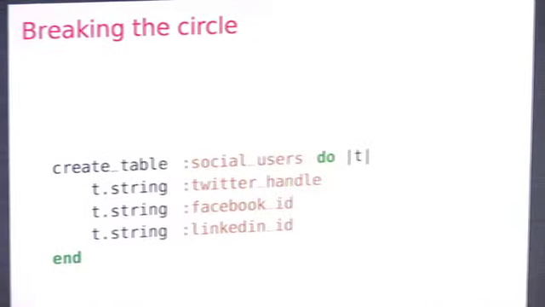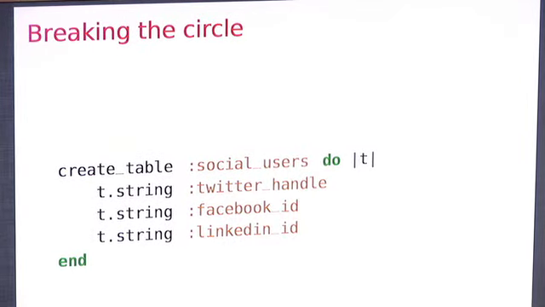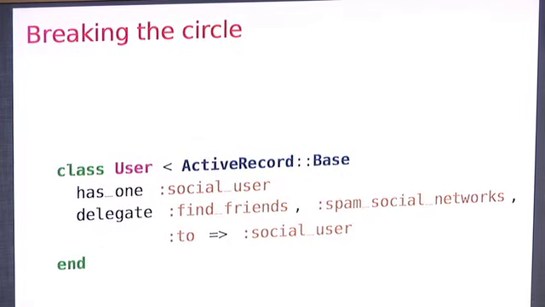So let's say later on we actually create a table called social users, which we move all those social fields into. Now we change our user class. Now instead of using the sub-object we were using before, we just say has one social user, and the delegations all stay the same. What it did for us is it gave us a stepping stone, because it gave us a seam at which we could switch out the implementation of that social user.